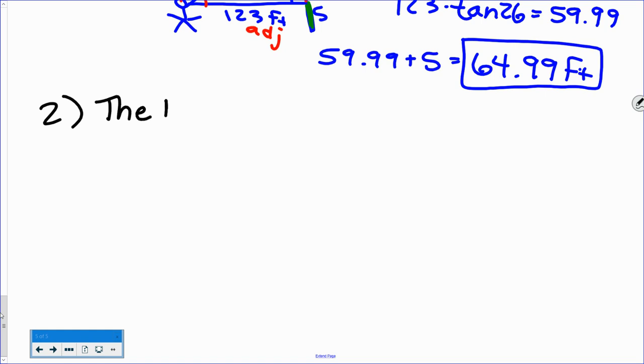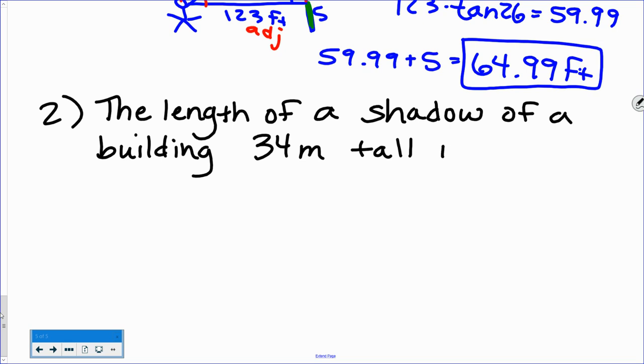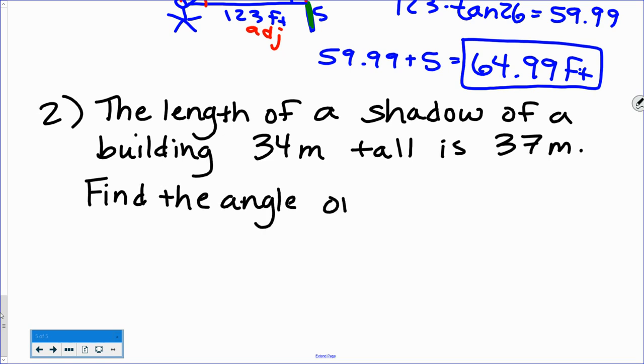So the length of a shadow of a building (34 meters tall) is 37 meters. Find the angle of elevation of the sun.